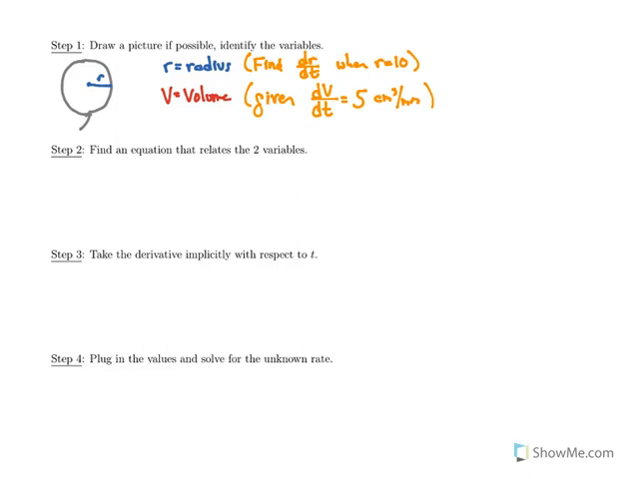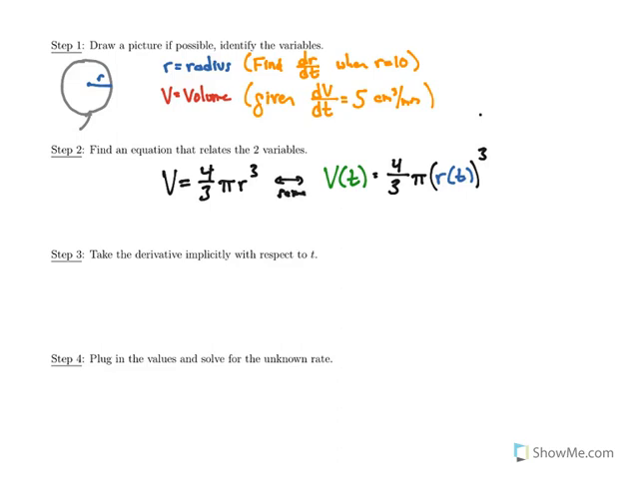So in each of these problems, we're going to be given some rate, and we want to find some rate. The equation we're going to use to relate those 2 variables is the volume of a sphere. That is 4/3 pi r cubed. And note that we could write this as volume as a function of t is equal to 4/3 pi r as a function of t, cubed. We're going to say these things are the same, but we're not going to write the of t part because it just gets more complicated. But that's what those variables mean.